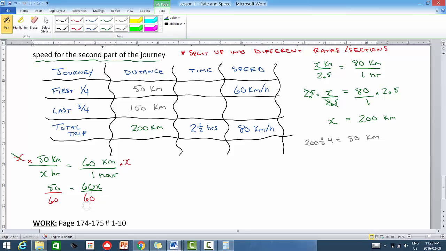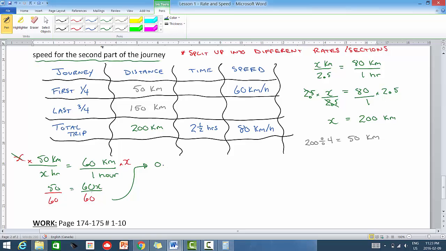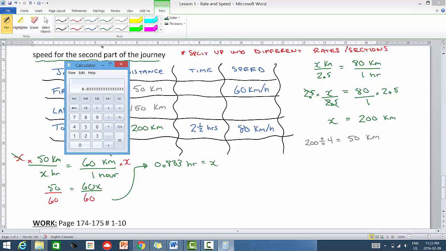So these 60s cancel out. I'm just going to move this up here. And 50 divided by 60 is going to give us a decimal of 0.833. So 0.833 hours is equal to X. Now, 0.833 of an hour doesn't really tell us much. It doesn't give us a very good timestamp or a very good perspective of how many minutes it is.